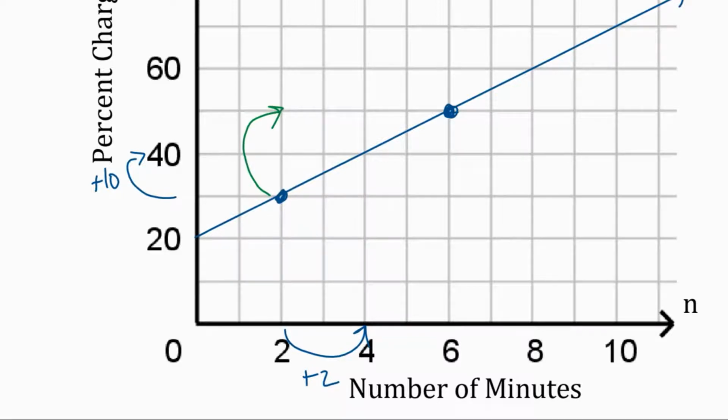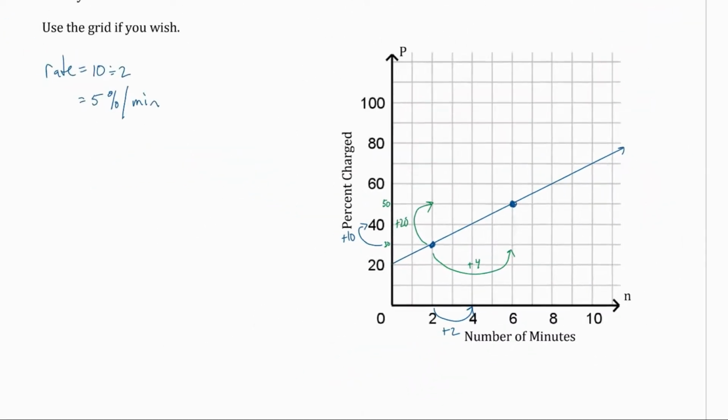This is 30, this is 50. So 30 to 50 is up 20. And from 2 to 6 is up 4. And I would do the same thing where I would do the rate is 20 divided by 4. And again, on my calculator, that works out to 5% per minute.